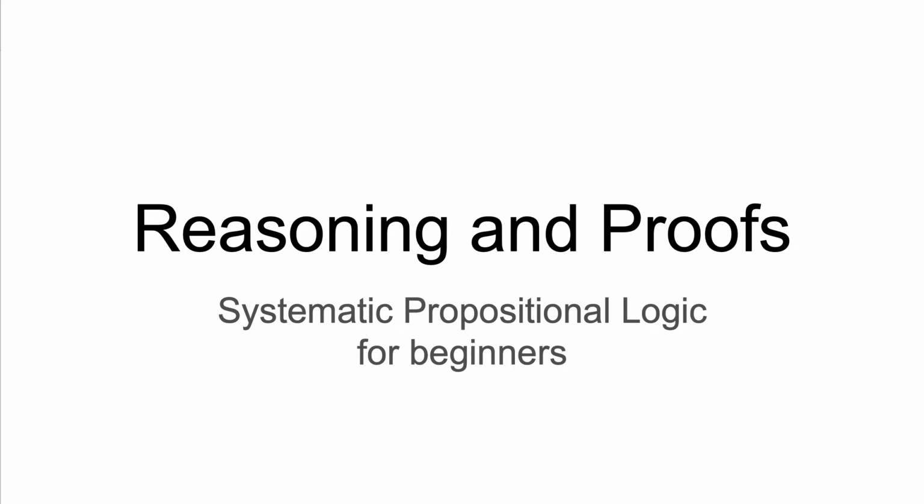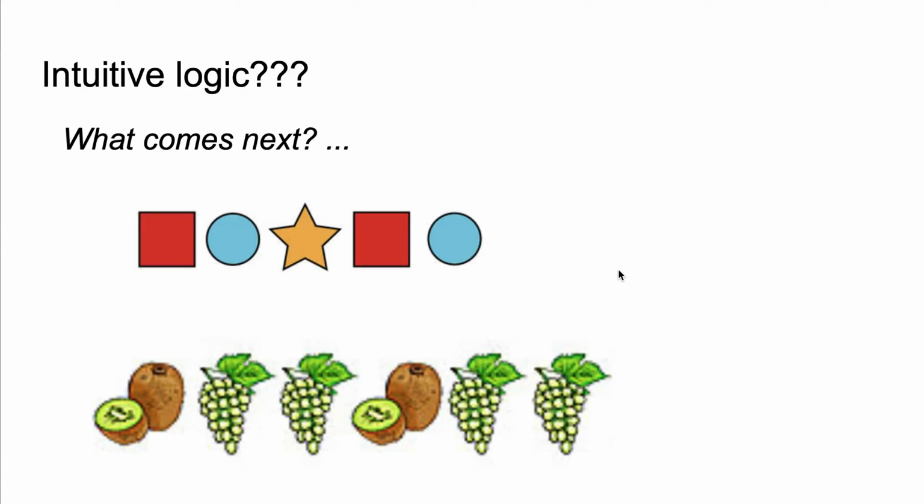Hello, everybody. This is the first in a series of videos on reasoning and proofs, and it's going to start with types of reasoning. First we're going to think about our logic, and we're going to do what's intuitive, what naturally comes to us. Before we get into the deep theory, let's just see what we can do naturally.